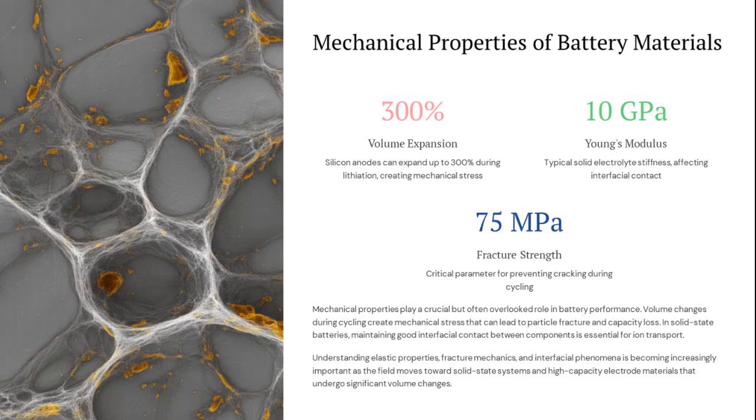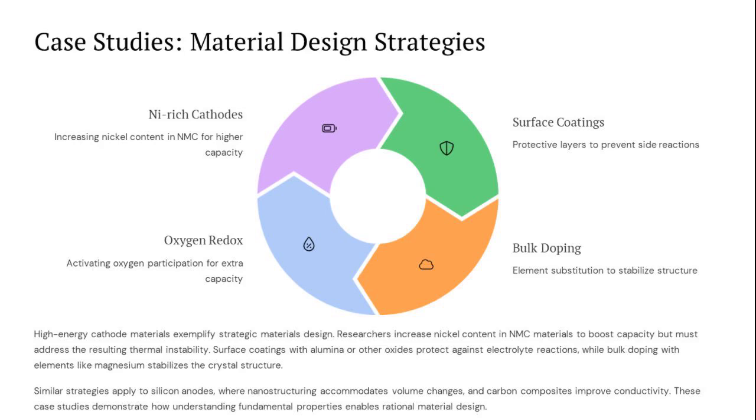Mechanical properties for polymer electrolytes. The concept of a material that acts as both the physical separator and the electrolyte while maintaining good contact with the electrodes through many charge/discharge cycles has motivated research for over 3 decades. Case studies, material design strategies. High-energy cathode materials. Ni-rich cathode materials have been developed to increase energy density, but they face stability challenges that require creative solutions like surface coatings and elemental doping.